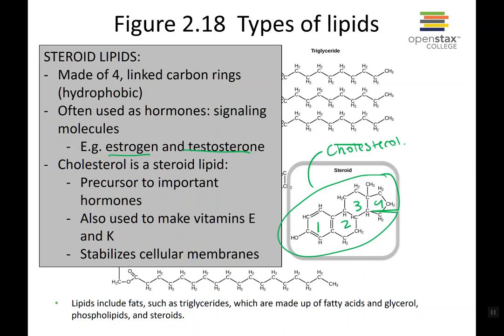So cholesterol is what we use, our bodies use, to make hormones. And it's also used to synthesize important vitamins and stabilize cell membranes. So although cholesterol dietarily has gotten sort of a bad rap, it's actually a really useful molecule as long as you don't overdo it.